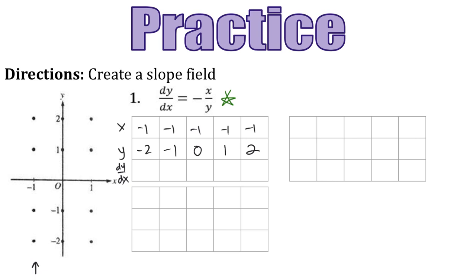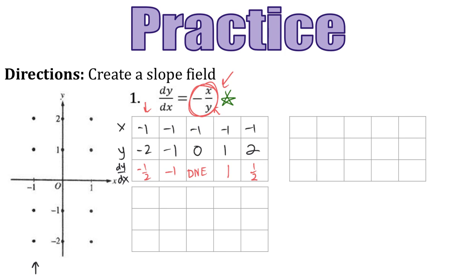Okay, so if we plug in -1, -2 into -x over y, we're going to get -1/2. If we plug in -1, -1 into -x over y, we're going to get -1. If we plug in 0 for y on this next point, this is not going to exist because we can't have 0 in the denominator. If we plug in -1, 1, we're going to get +1. And if we plug in -1, 2, we're going to get 1/2. So I'm just plugging each of these coordinates into this differential equation to find the slope.